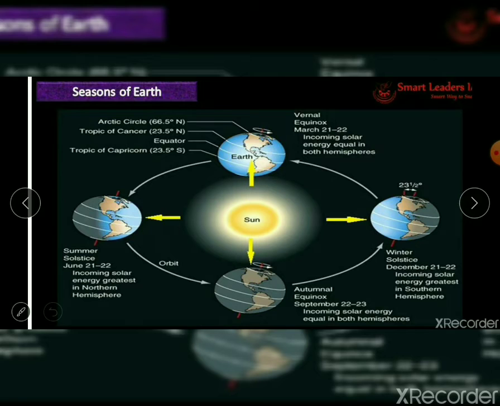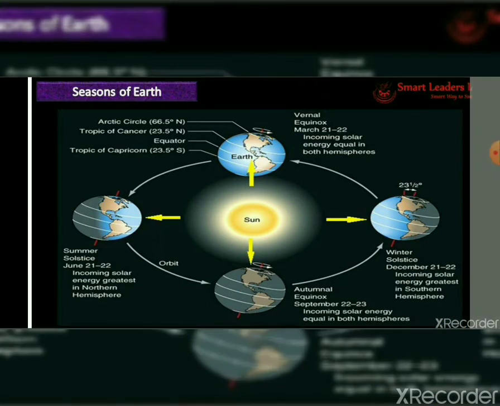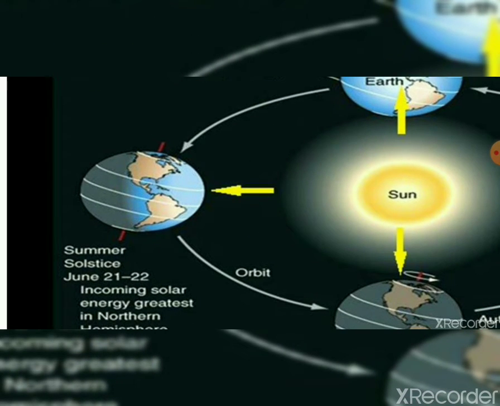Now, this change of seasons is due to what? Due to the position of the Earth around the Sun. You might be thinking, what happens if the Earth is changing its position? You can see on 21st of June, the northern hemisphere is tilted towards the Sun. So the rays of the Sun fall directly on the Tropic of Cancer.